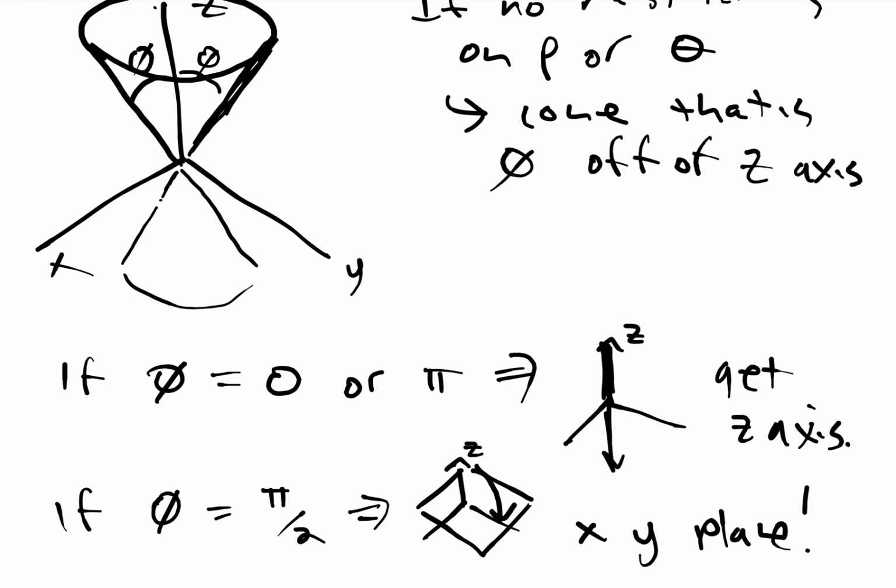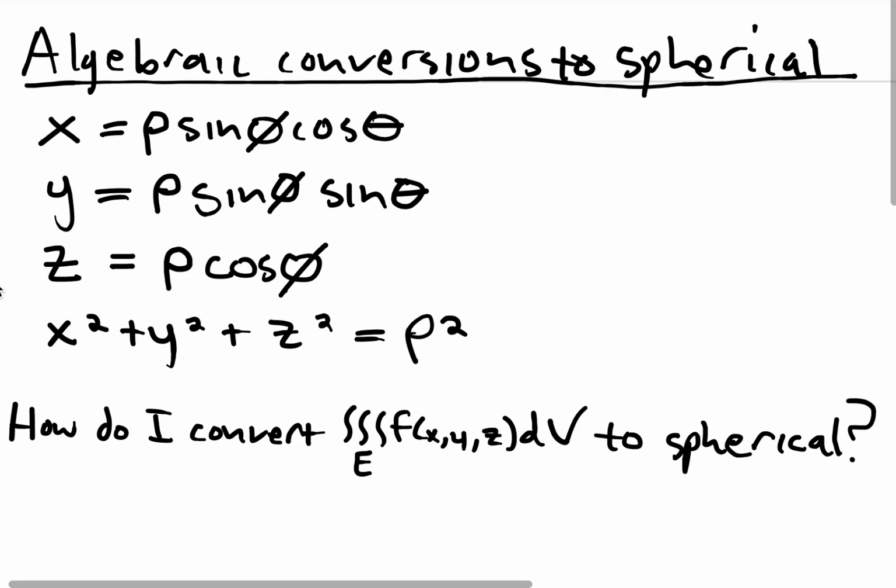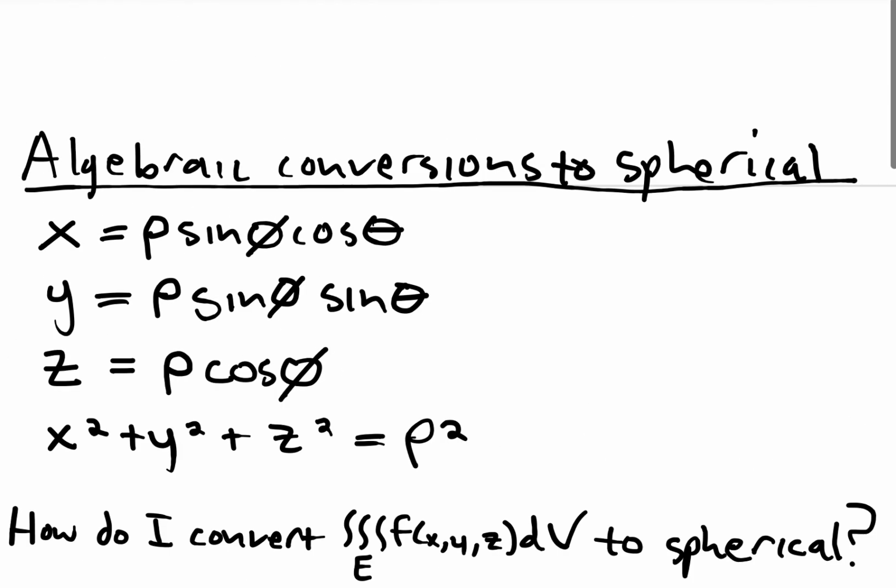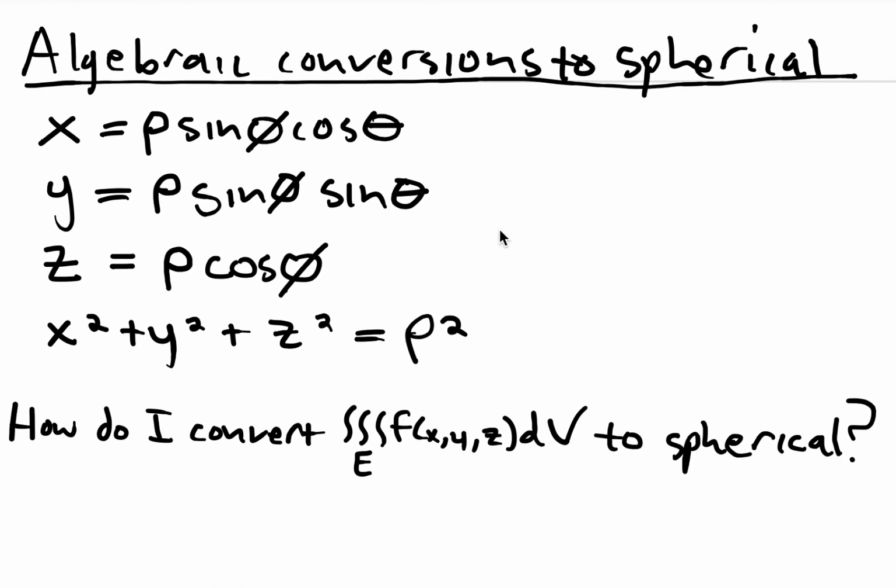Now, that's all well and good with the picture. How do I do this algebraically? There are some algebraic conversions to spherical. If you're wondering, how do I rewrite x? How do I rewrite y? How do I rewrite z? These are going to be our trick for rewriting x, y, and z. Now, if you're wondering where these come from, I'm not going to bore you guys with the details. I will go ahead and make the observation that we're really doing pretty similar work to what we did in the cylindrical section. Why do I have all these trig things floating around?